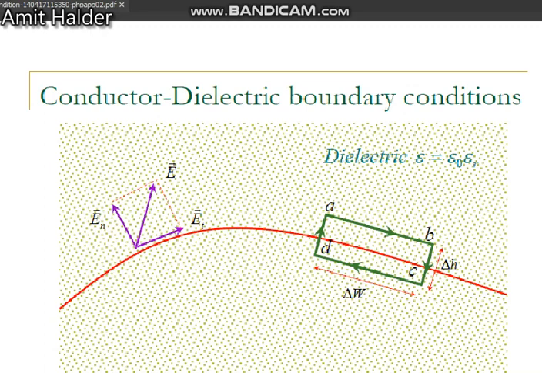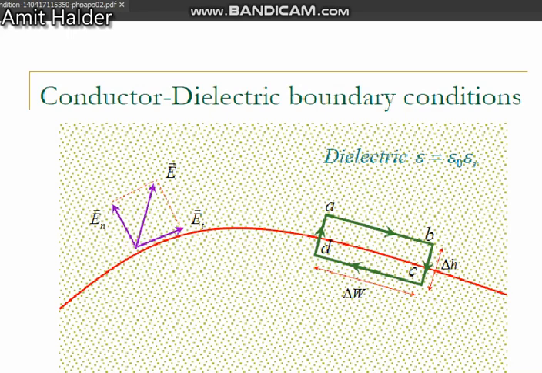So there is a dielectric, epsilon is equal to epsilon naught epsilon r, and there is a normal component and a tangential component of the electric field. That is the closed path A, B, C, D, A, with del W and del H, as you can see here. In a dielectric, we know epsilon is equal to epsilon naught epsilon r. That is the equation.